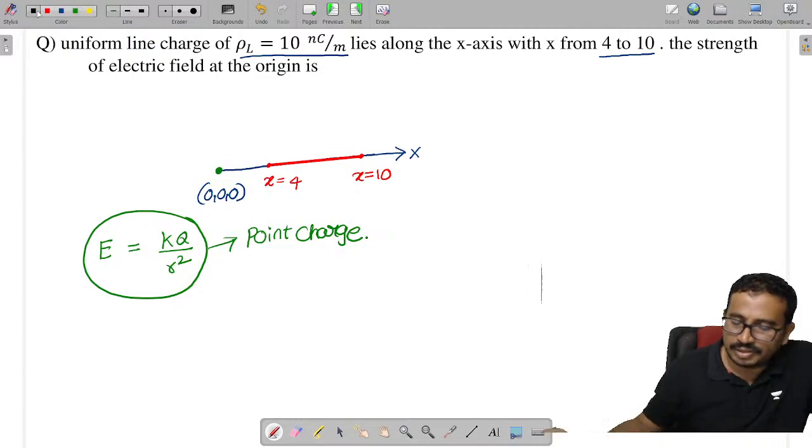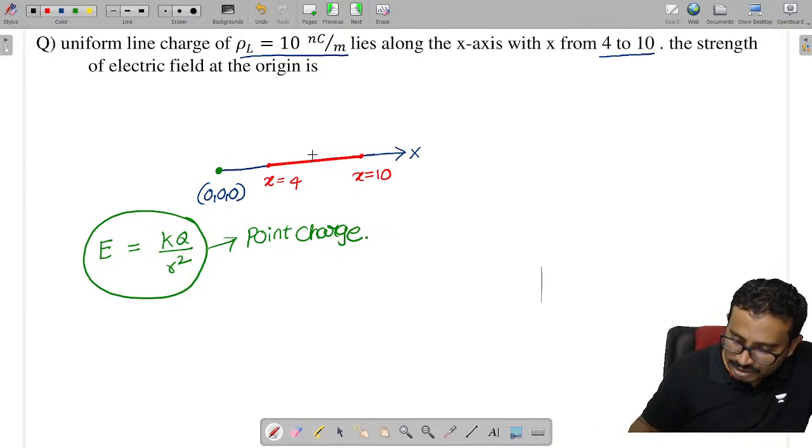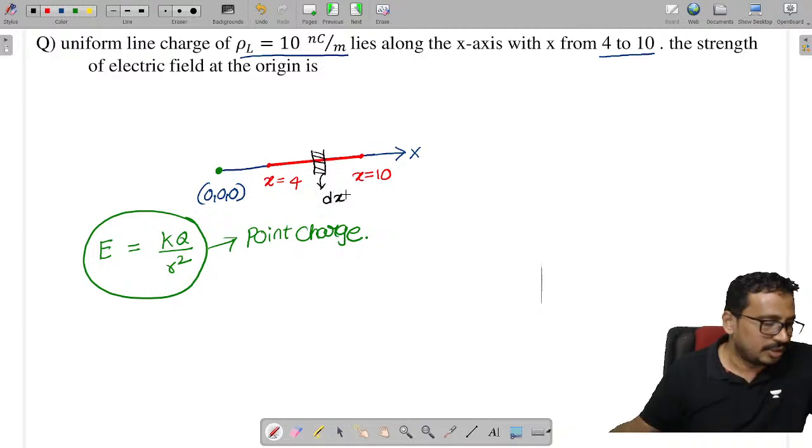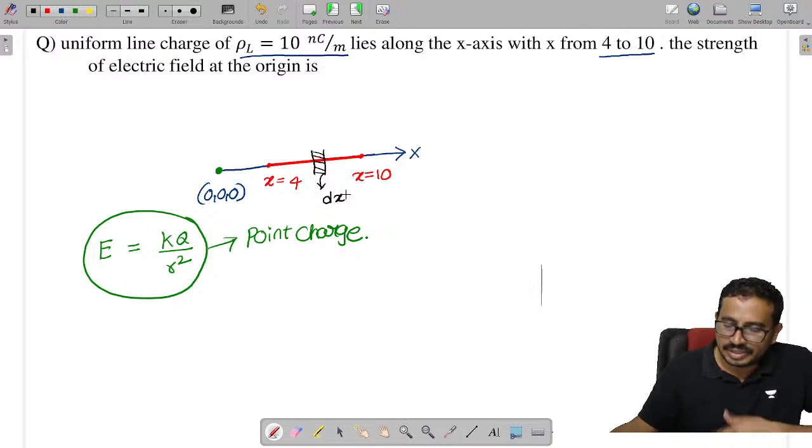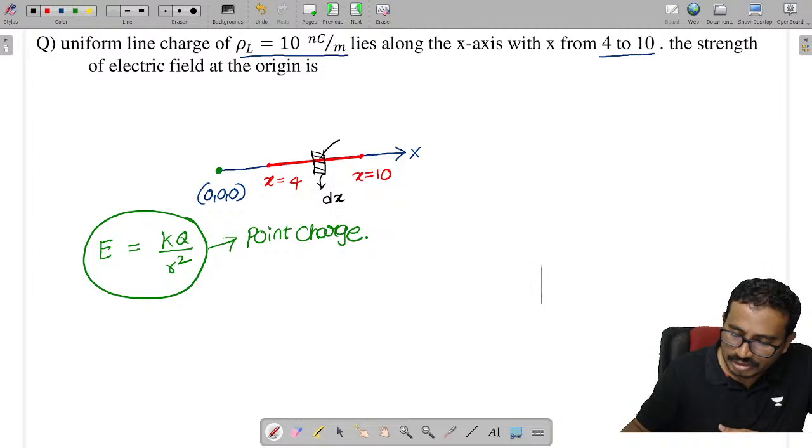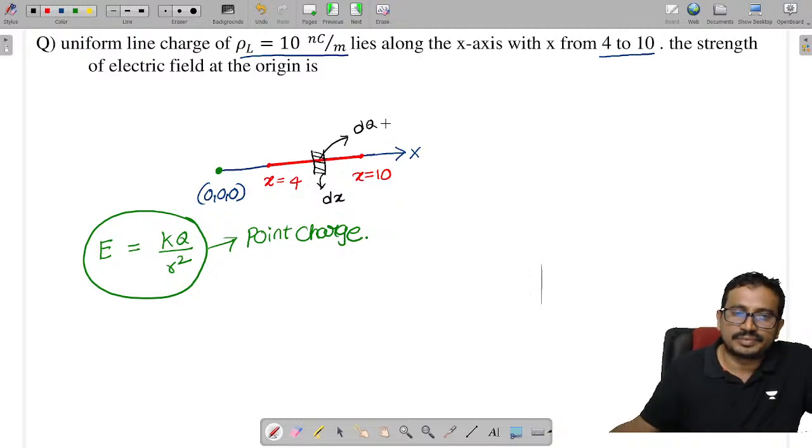Now, what I need to do here is take a small part of this conductor, having a small length. I am calling this small length dx, and this small length will have some charge. The charge I am calling dq.